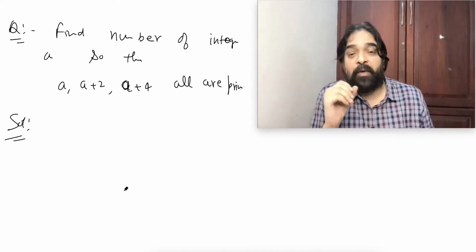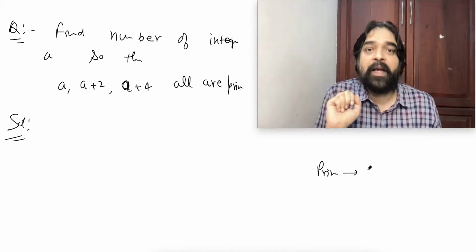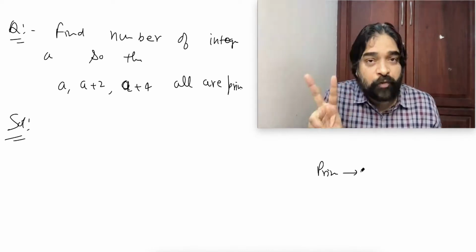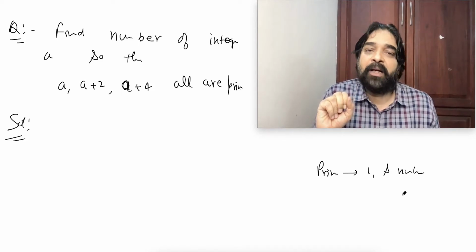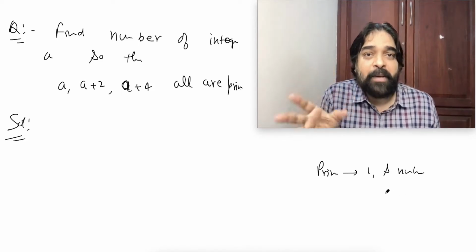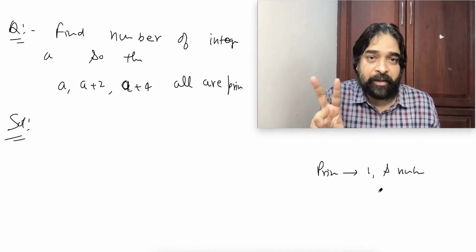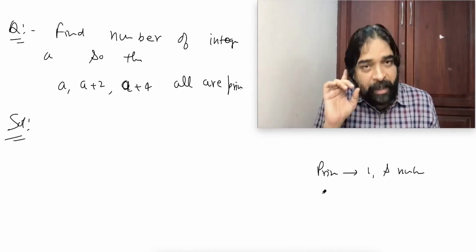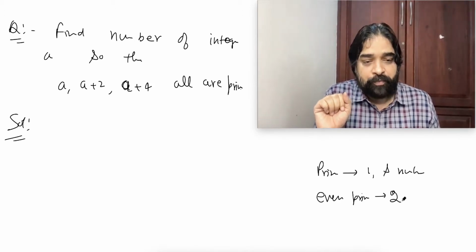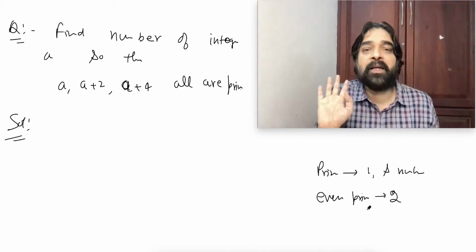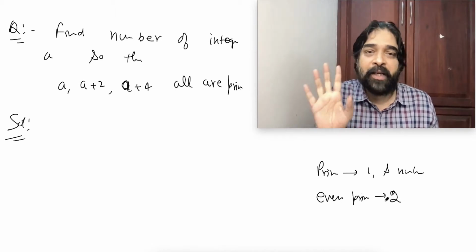Okay. First thing, what is a prime? A prime number is any integer which has only two factors: 1 and the number itself. Any integer having more than two factors or fewer than two factors will not be prime. Exactly two factors. And there is only one even prime, that is 2. All other prime numbers are odd integers.